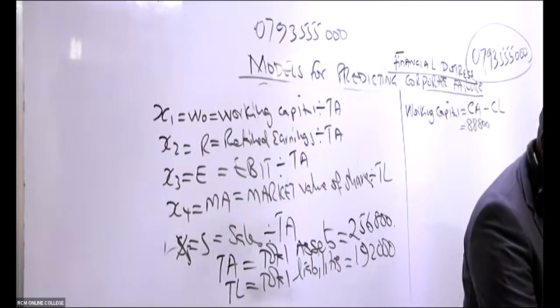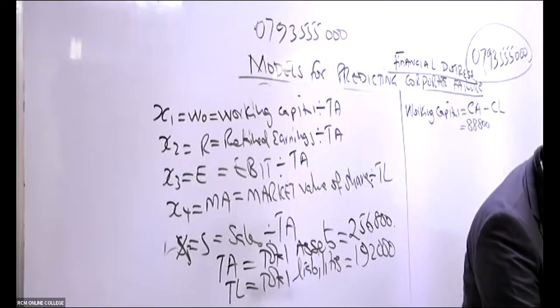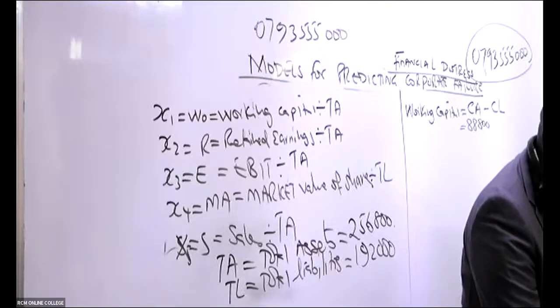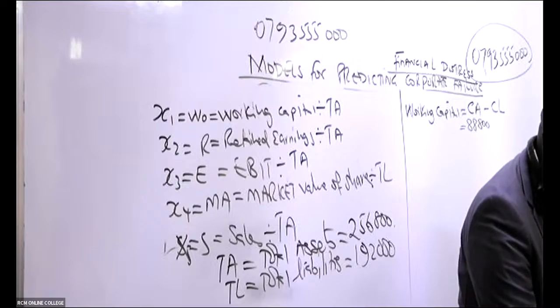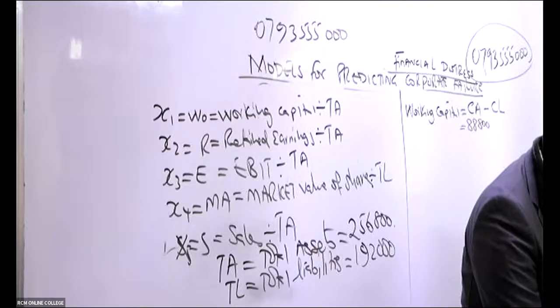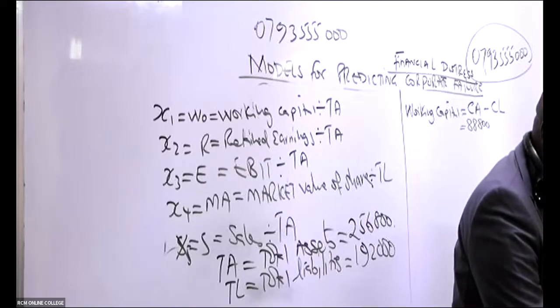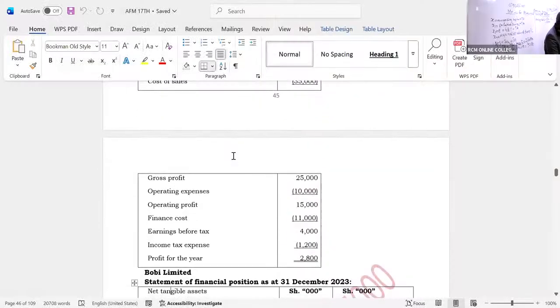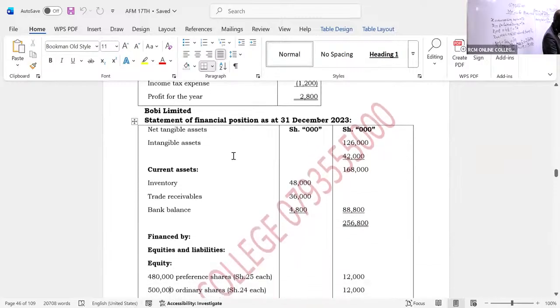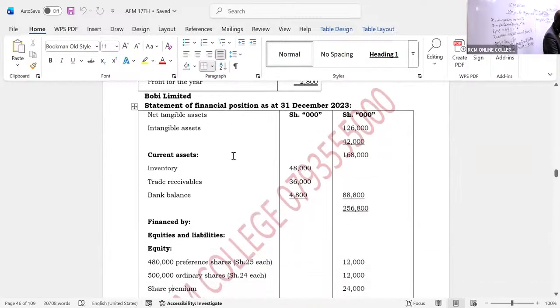So when I share my screen like this, ladies and gentlemen, and we go to the balance sheet, they are very right. So when I go to my balance sheet, leaving alone the statement of comprehensive income, I can see my current assets divided into three: inventory, trade receivables, and bank balance. The three of them add up to 88,800, isn't it?